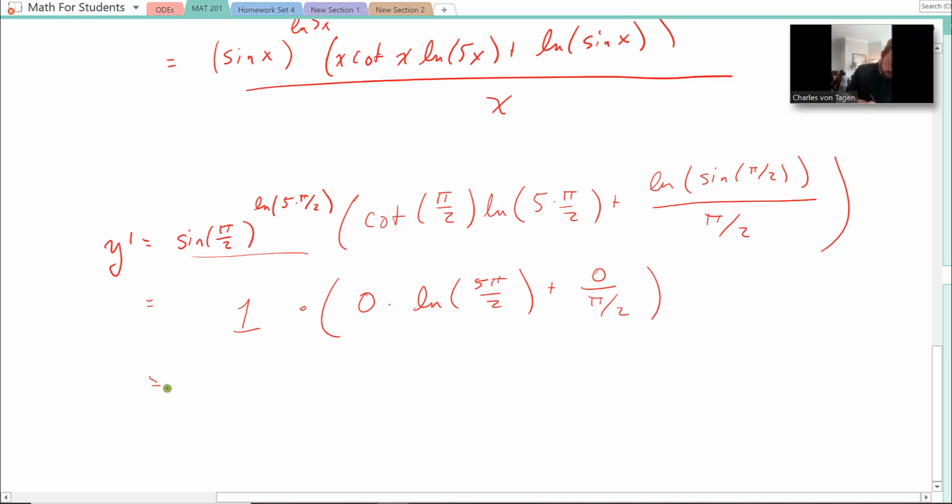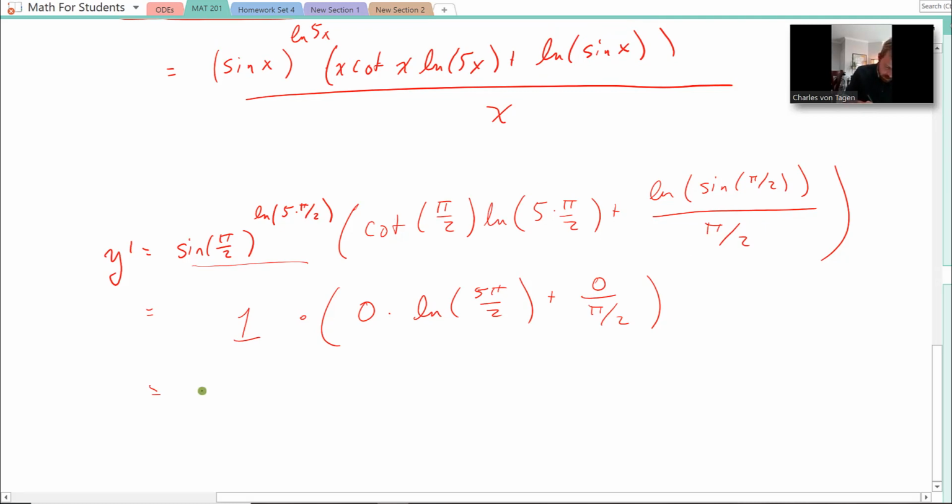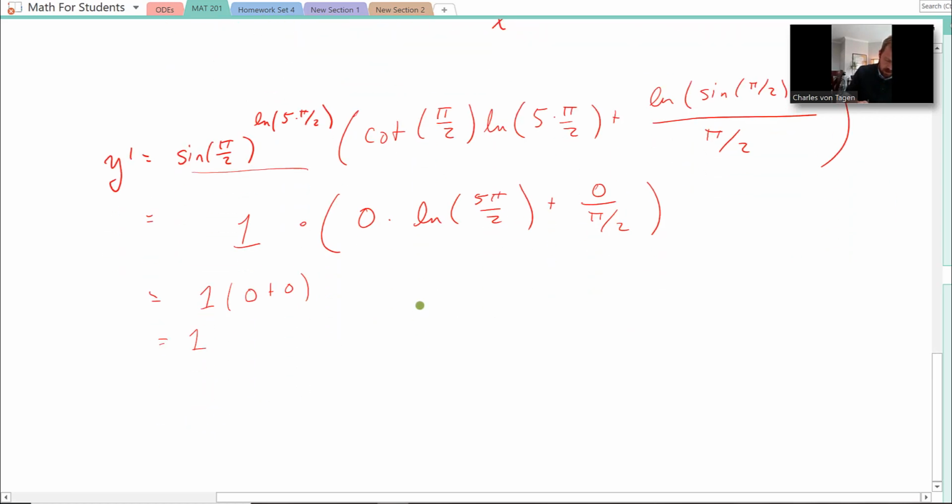And so what are we left with? Once everything clears, we're simply left with, so then multiplying this together, we get 1 times 0 plus 0, and so we end up with the slope of the tangent line just being 0 at that point. So we'd say that f prime of pi over 2 is equal to 0.